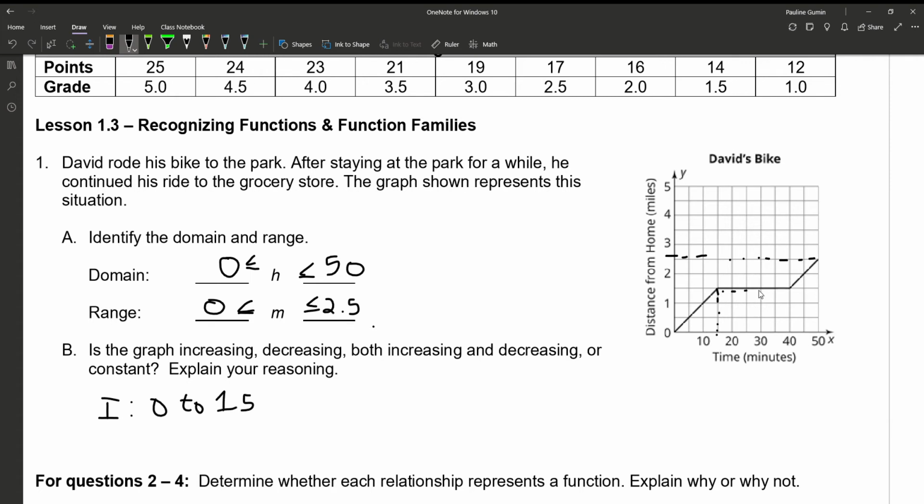Okay, what happens next? Next, I'm just flat all the way to 40. When it's flat, that means it's constant. So from 15 to 40, we were constant. Well, what happens next? Now I begin to trace my graph from 40, and it looks like it's going up again. So that means I'm increasing from 40 to 50. Beautiful.